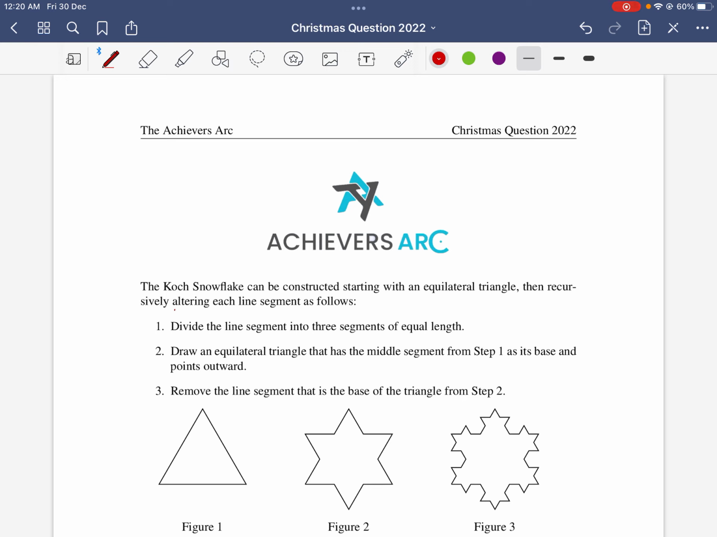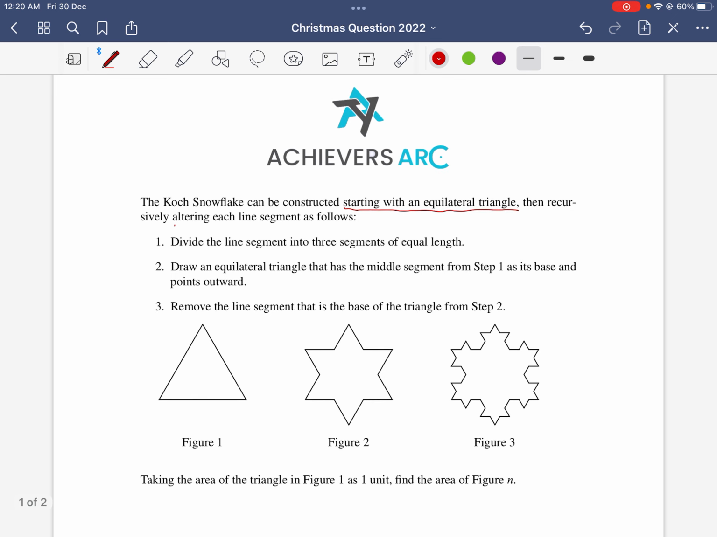The Koch snowflake can be constructed starting with an equilateral triangle, then recursively altering each line segment using the following instructions. First off, we'll divide the line segment into 3 segments of equal length. And then afterwards, we'll draw an equilateral triangle that has the middle segment from step 1 as its base and points outward. And finally, we'll remove the line segment that is the base of the triangle from step 2.